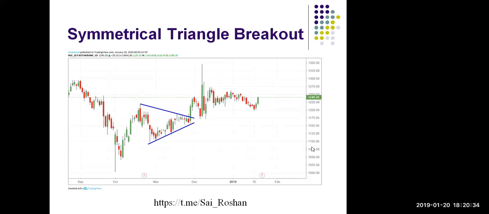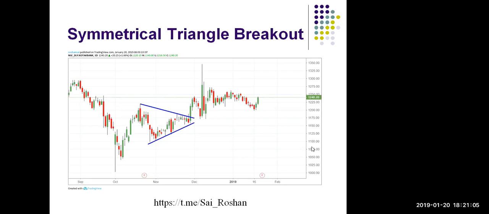This is another pattern which is called a symmetrical triangle breakout. If you can see the triangle, it's symmetrical. It makes equal angles. If I draw a central line, maybe 30 degrees on the up, 30 degrees on the down. So I call it a symmetrical triangle breakout. Once again, bilateral triangle, it can break out or break down. Here you can see that the top one is behaving like a strong resistance, the bottom line is behaving like a good support. Once it breaks, you can see the result for yourself.